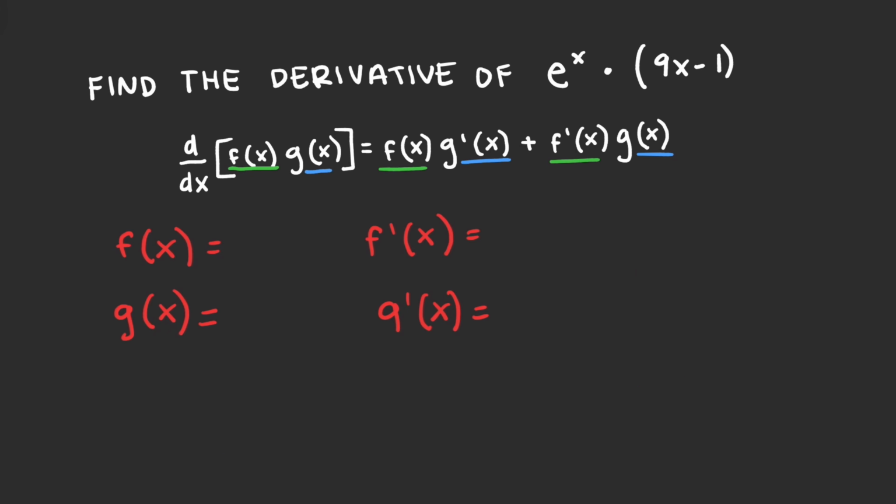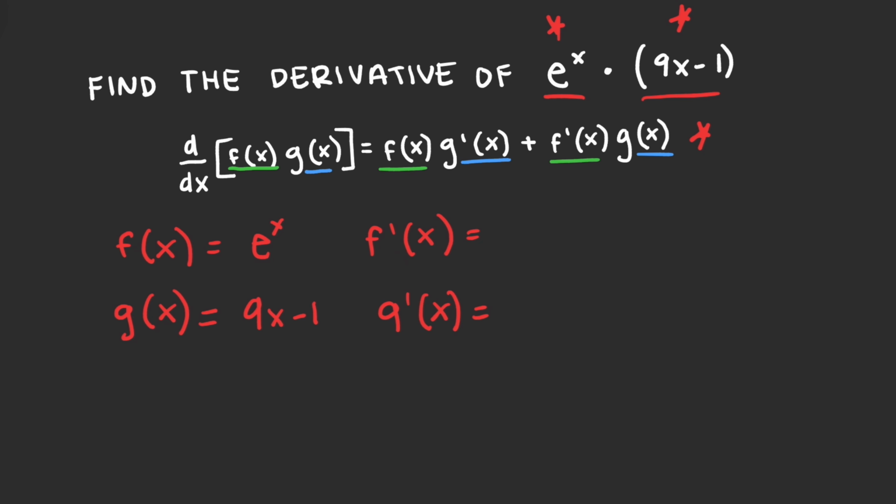Okay, the last one was pretty basic, pretty simple. This one's going to be a little bit more complicated, or just longer. So again, here we have our product rule, and we are going to divide it into 4 parts because there are only 2 functions. So we have f of x, g of x, and the derivative of both of those. So we know f of x is our first function, which is right here, e to the x. And g of x is right here, our second function, 9x minus 1.